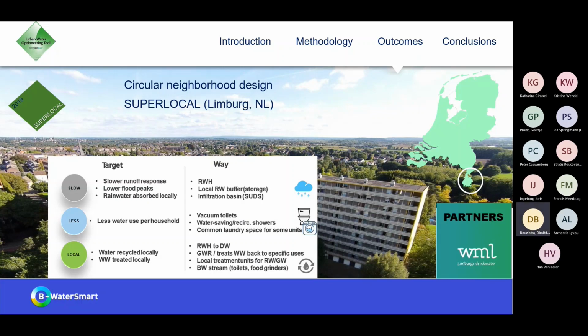This was a joint consultancy project with VML, and the neighborhood was named Superlocal. This was a redesigned neighborhood with the aim to create a smart neighborhood that followed the principles of slow, less, and local. Slow means a neighborhood that has a slower runoff response, retaining rainwater locally through a combination of rainwater harvesting and a sustainable urban drainage system. Less means less water use per household with the use of water-aware devices. And local means water being recycled and treated locally through a rainwater harvesting and greywater recycling system.